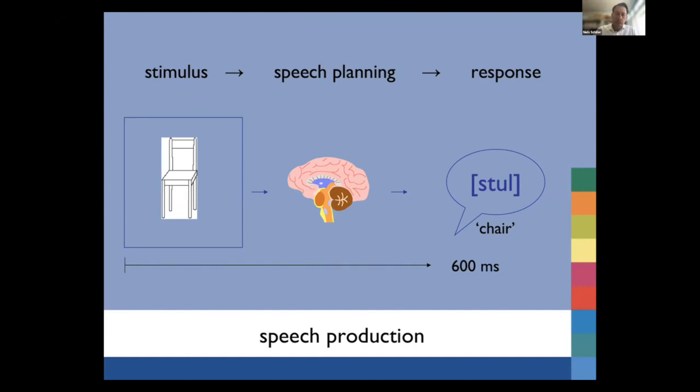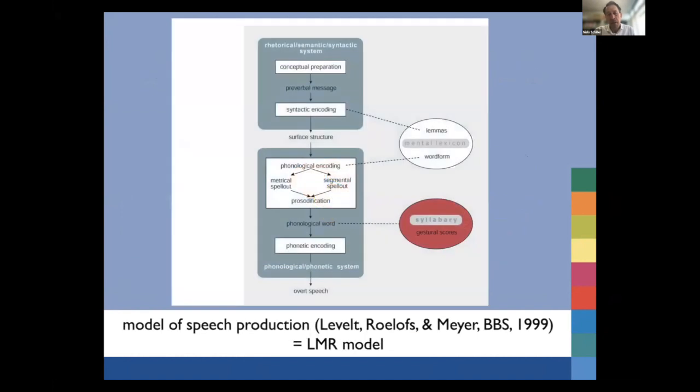So we can manipulate the stimulus, and we can measure the response, the response times and the errors, but what we cannot directly get access to is what we are basically interested in, namely the speech planning processes. Now, there have been models built on the basis of lots of these types of experiments. For example, the famous model by Willem Levelt, published in 1999 in Behavioral and Brain Sciences, also known as the LRM model, the Levelt-Roelofs-Meyer model, where we find a division of the speech production process into two basic modules, one responsible for the conceptual preparation of a pre-verbal message and syntactic encoding.